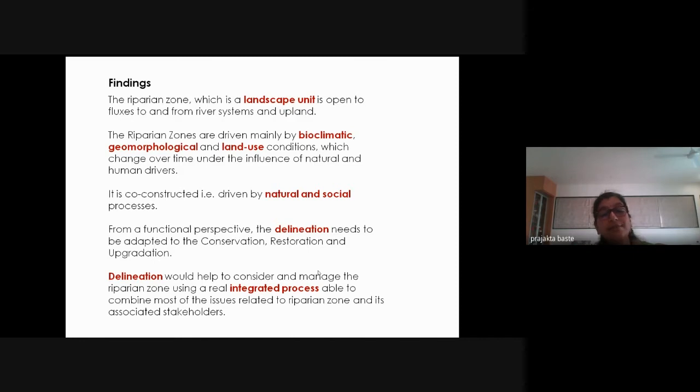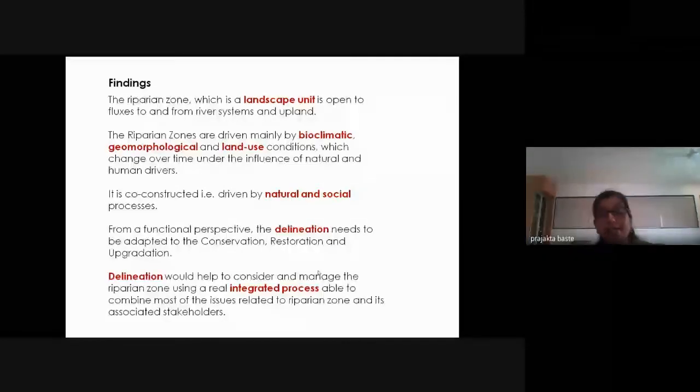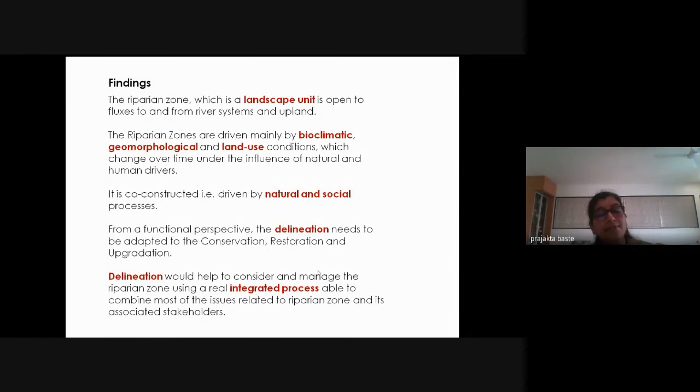This delineation would help to consider and manage the riparian zone using a really integrated process, able to combine most of the issues related to the riparian zone and its associated stakeholders. There are a lot of examples across the world where stakeholder participation has been done, and it has given outstanding results in maintaining these riparian zones where rivers flow within cities. I need not speak about those examples, but we certainly have something to look forward to which is happening around us as well, where the riparian zones are taken care of by the stakeholders.